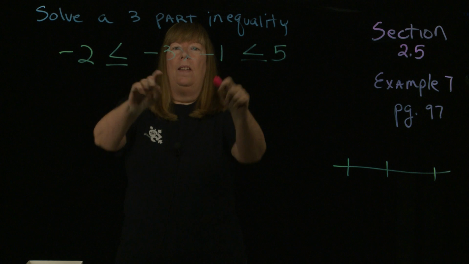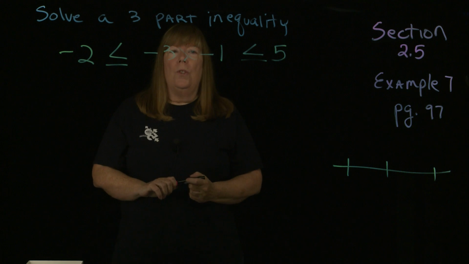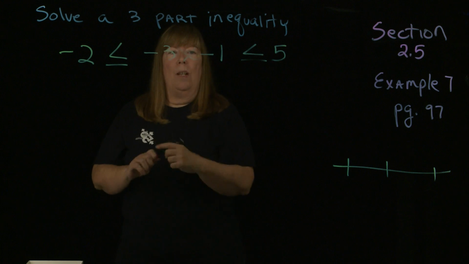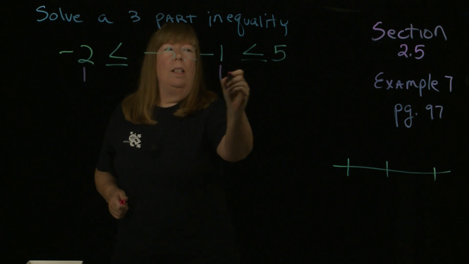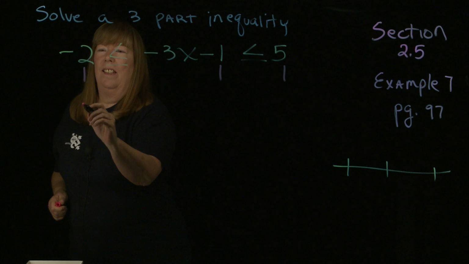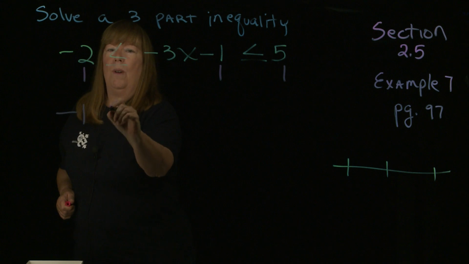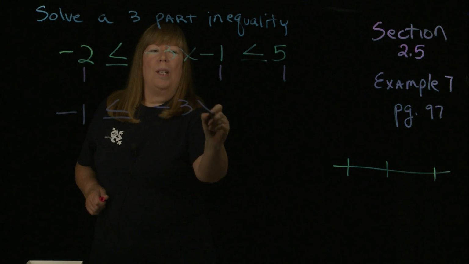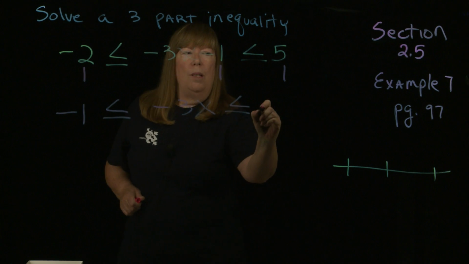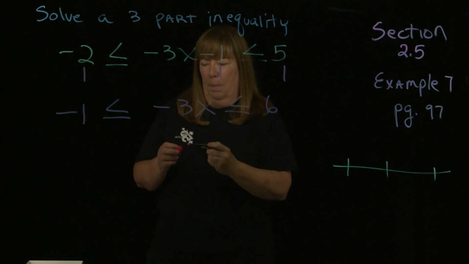So let me tell you where we want to start is in the middle. We've got to isolate this x in the middle there. So the first thing we want to do is get rid of that 1, and it's subtracted, which means we're going to add a 1 to all three sides. And we're going to have -1 is less than or equal to -3x is less than or equal to 6.